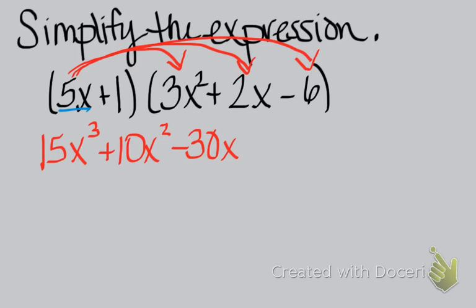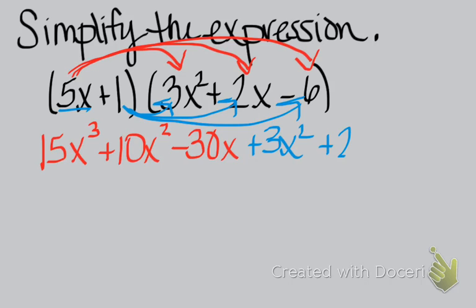So I've distributed the first parentheses one time, but I only did the first term. Now I have to do the second one. So I have to distribute this one to everyone in the second set of parentheses. So 1 times 3x squared will give me positive 3x squared. 1 times 2x will give me positive 2x. And 1 times negative 6 will give me a negative 6. I've multiplied everything out. Now what I need to do is combine like terms.